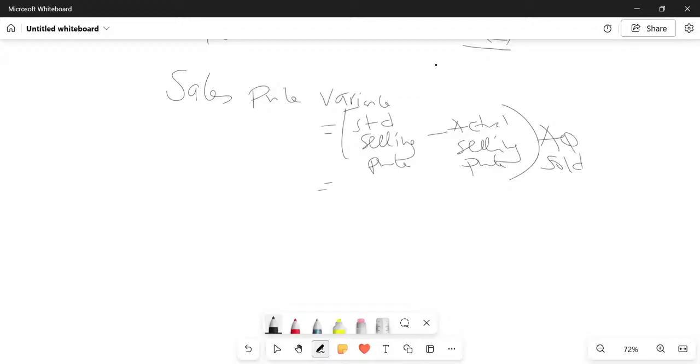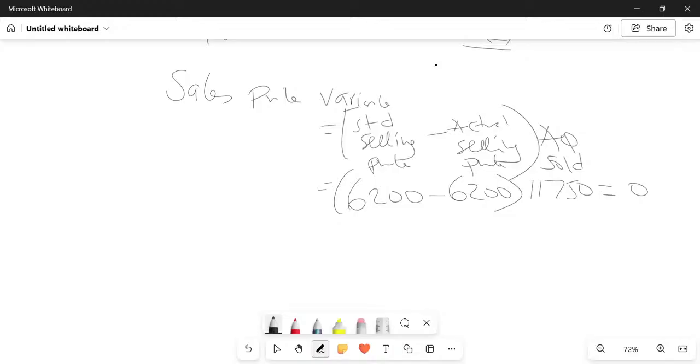In this entire question, are you able to see the standard selling price? 6,200. Is there somebody who is able to see the actual selling price in the actual information? Also 6,200. How about the actual quantity sold? 11,700. So this automatically will give me 0.